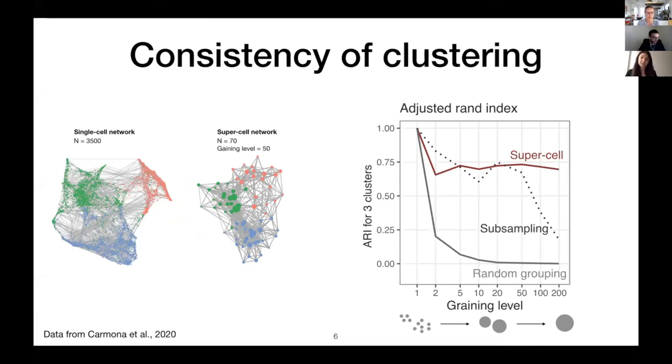For this, we are using the adjusted Rand index, which is a measure of clustering similarity, and we are comparing the clustering of supercell data to the clustering of single-cell data. And here in this red line, you can see that this index is quite consistent with the gamma level, and also it is better than our negative control, in which we randomly group cells into supercells. And of course, it is quite consistent with subsampling as an alternative way of simplifying a large-scale dataset. But what is more important is that the discrepancy between clustering of supercell data and single-cell data is of the same level as if we would apply a different clustering algorithm to the single-cell data.